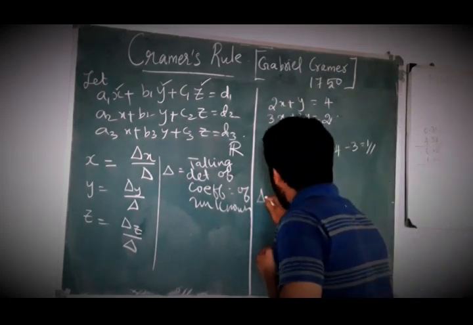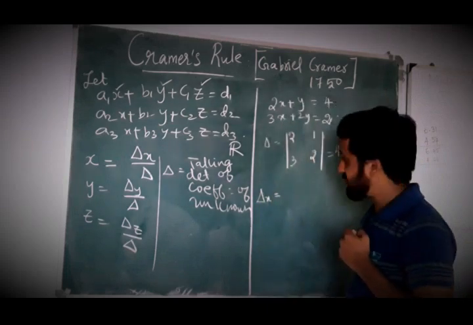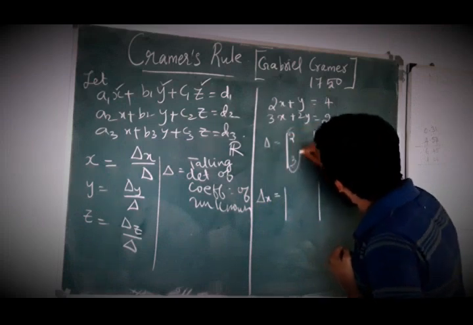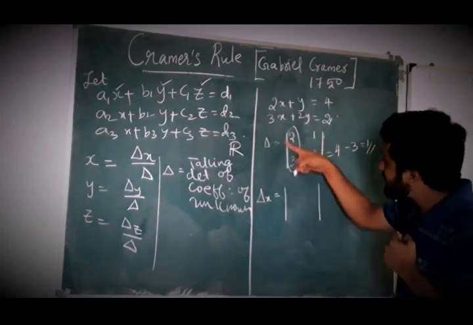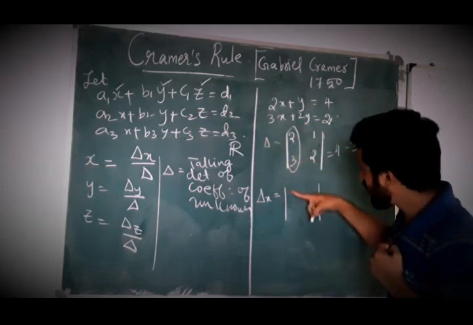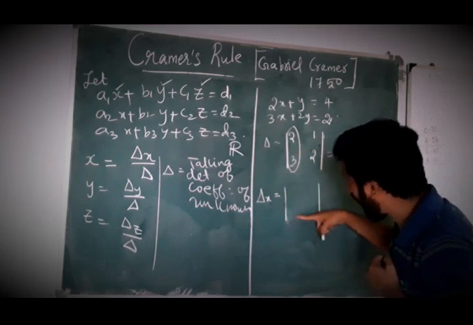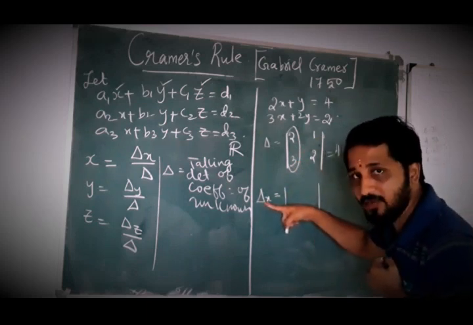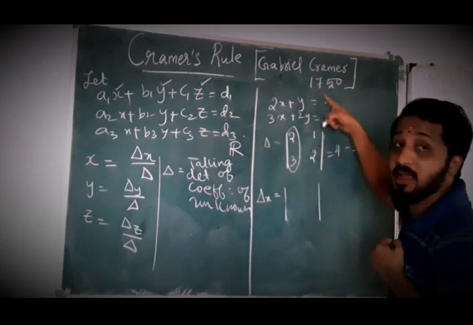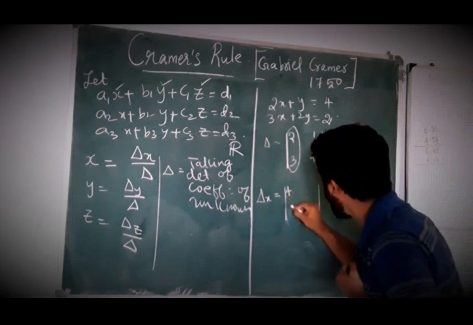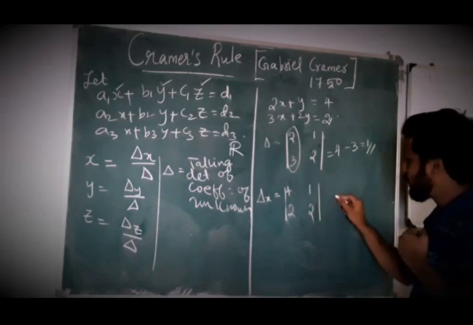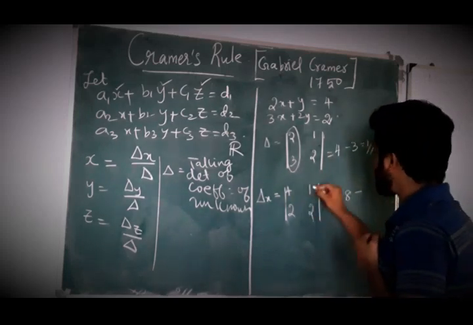Now delta x: you want to find the value of delta x, which is also a determinant. Take the first column of delta, which is the coefficient of x. To find delta x, you have to replace those x coefficients by d1 and d2. That is, you have to write 4, 2, and the remaining as it is, 1. So find this: 4 2s are 8 minus 2 1s are 2.